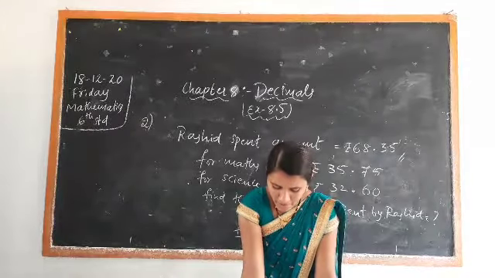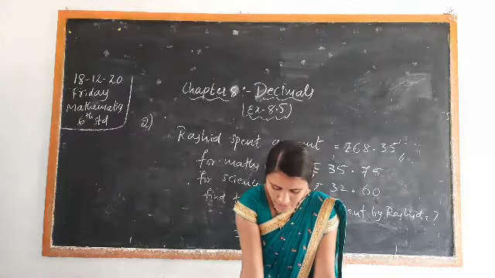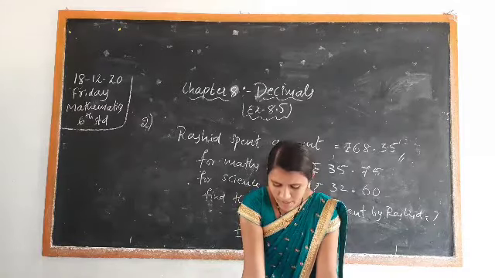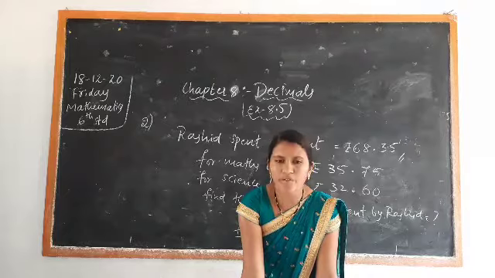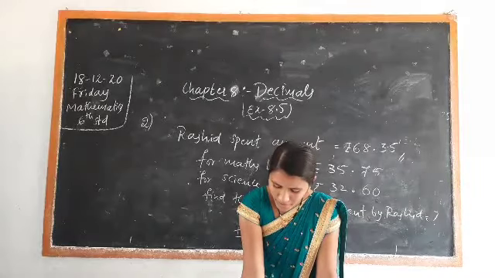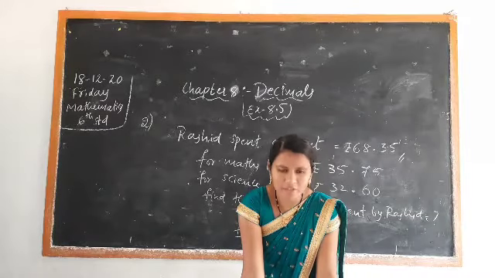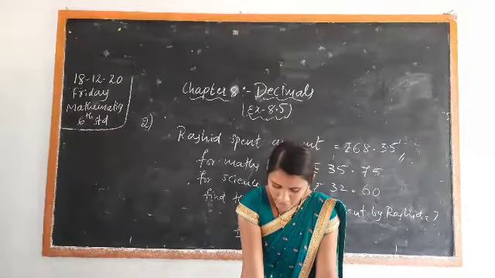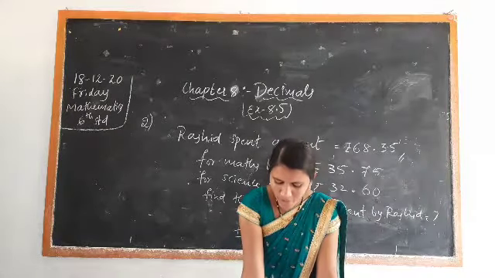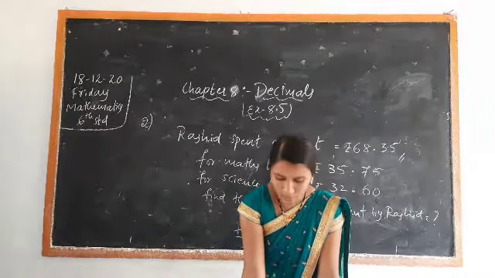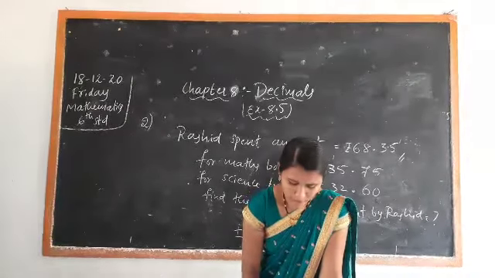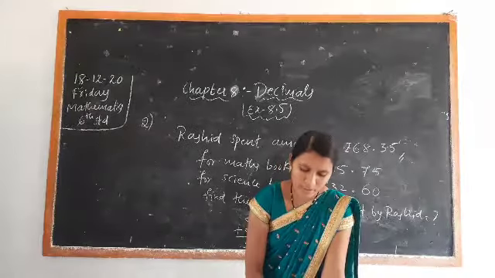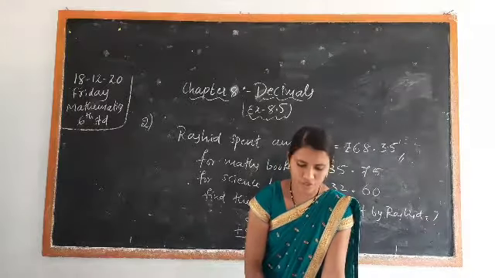Next, in the fourth question, here they have given: Nasreen bought 3 meters 20 centimeters of cloth for her shirt, and for her trouser she bought 2 meters 5 centimeters of cloth. Find the total length of cloth bought by her. You have to add both, and you will get the value. Here addition is there. You have to solve questions 3, 4, 5. If possible, solve the remaining 2 questions.